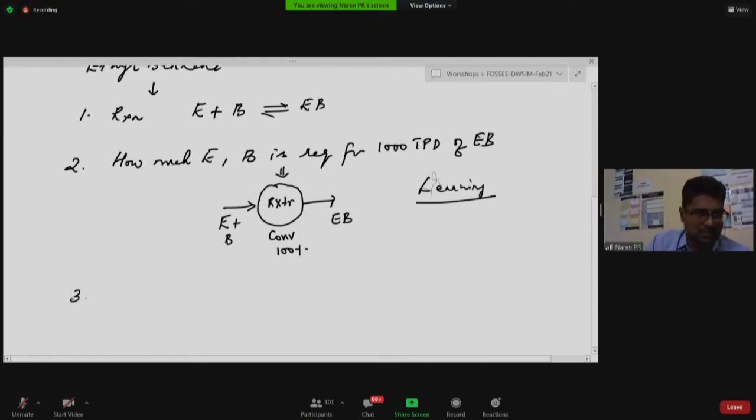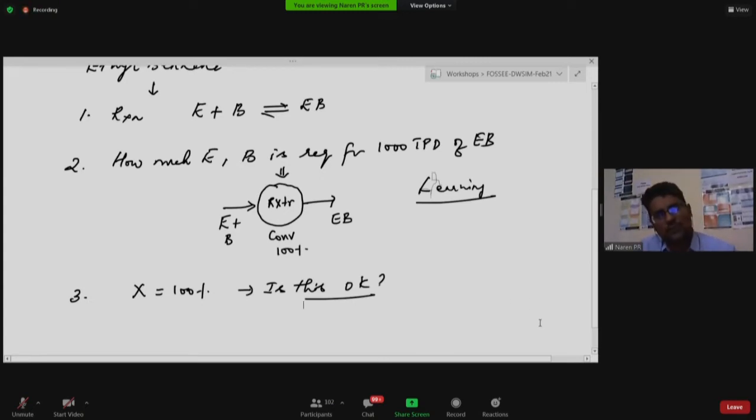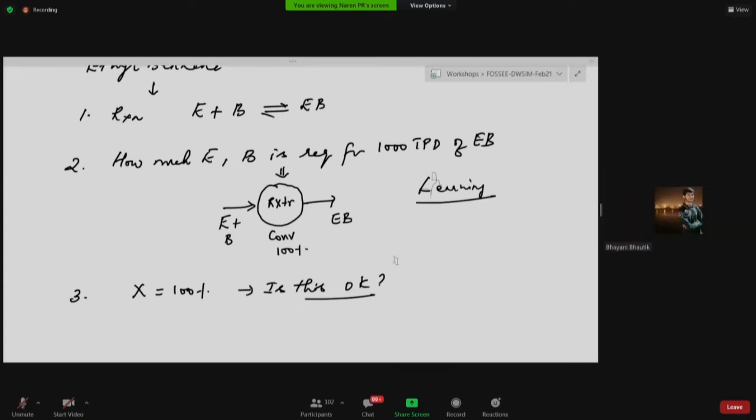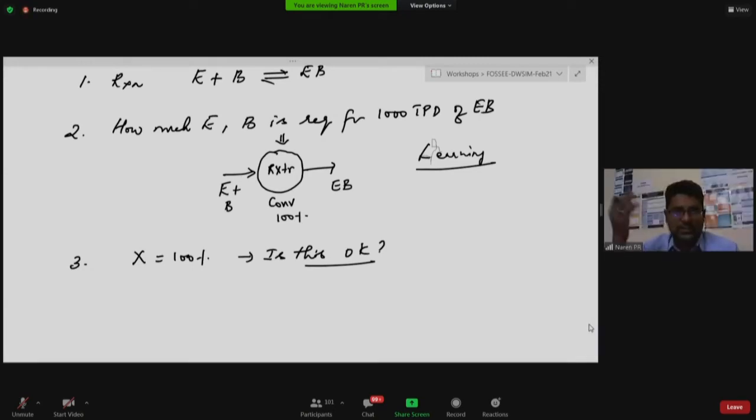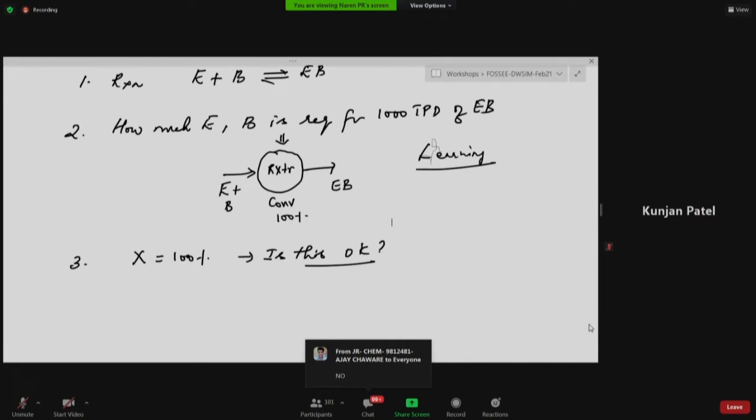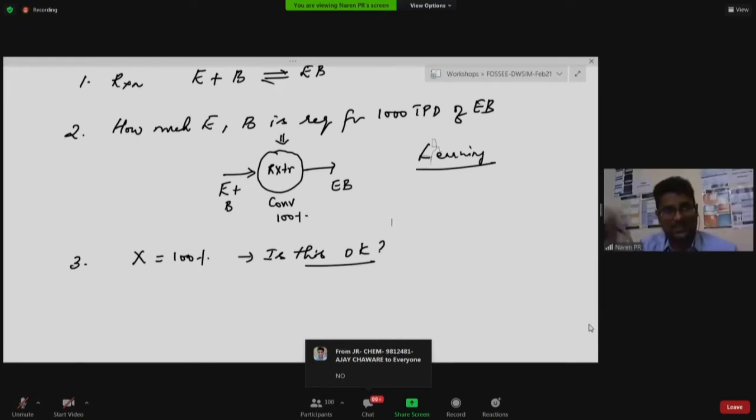Now come to the third point. Is this conversion that you take as 100% okay? Is it okay to use 100% conversion in a process? No, sir, right? So that should be your next frame of thought. You need to know whether this 100% is correct. Can I really have 100%?